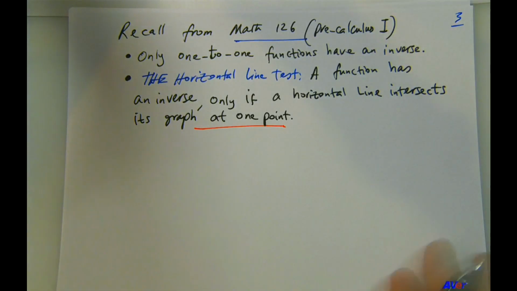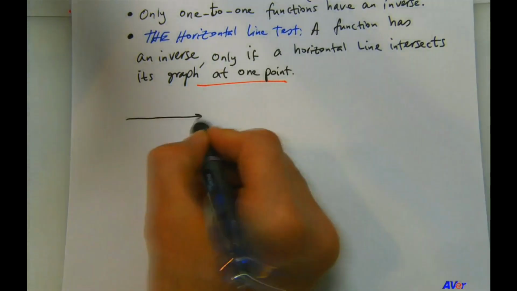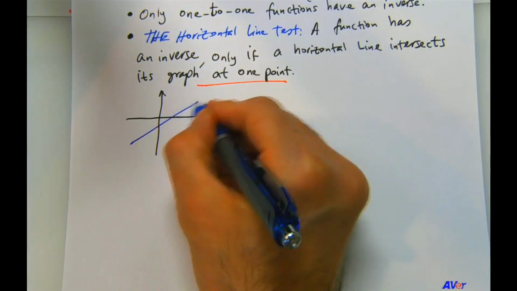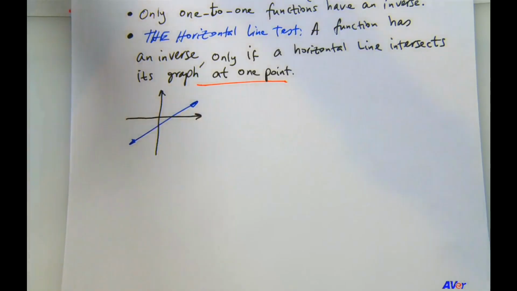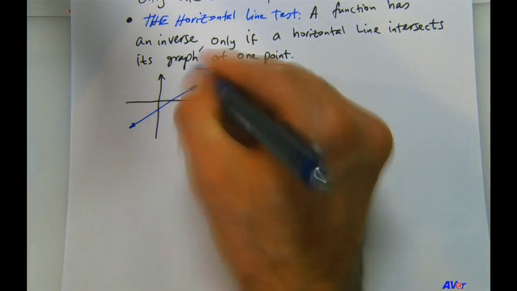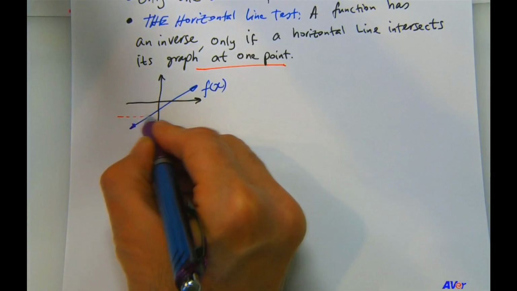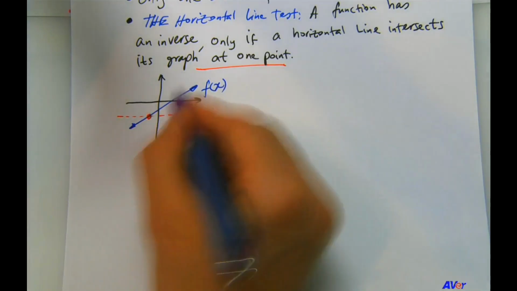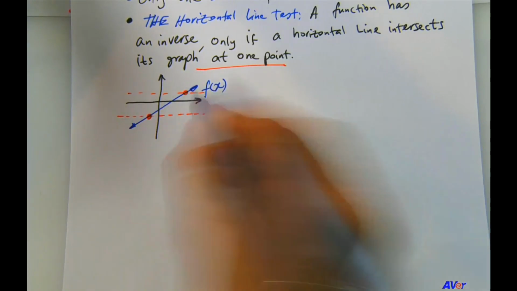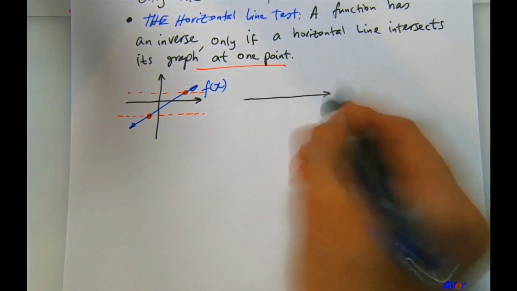Here is an example of a function that does have an inverse. Suppose I have a straight line that is going like this. Does this function have an inverse? Let's call it f of x, some linear function. The answer is yes, because if you draw a horizontal line anywhere here, it'll intersect this line at one point only.